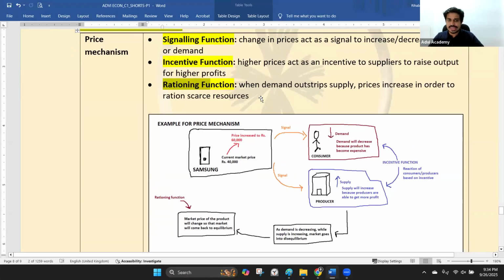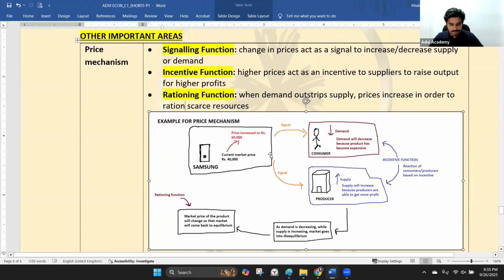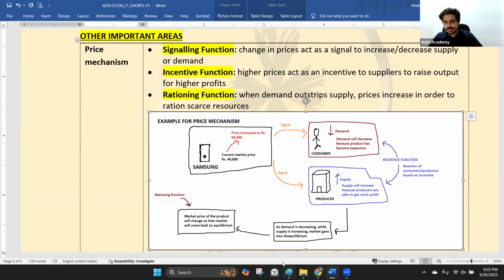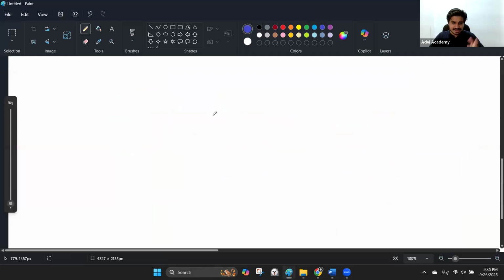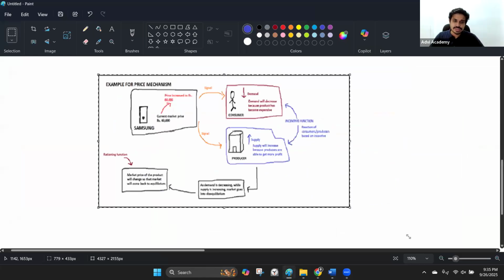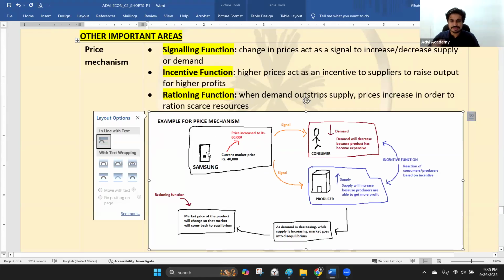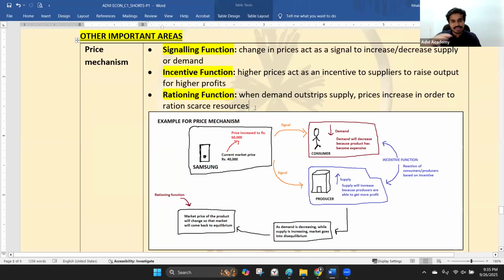I've given a definition for each of these, and I have also given this diagram for you to remember. Let me explain very quickly what this is, and then you can take a screenshot of this as well. I gave this as a note for those of you who came to the class. If you have this note, you don't have to draw it again because the note is there. So you can leave it as it is.